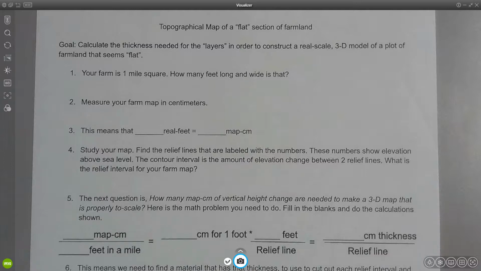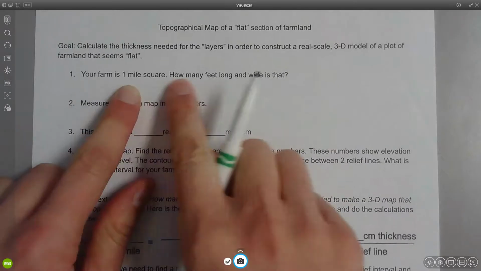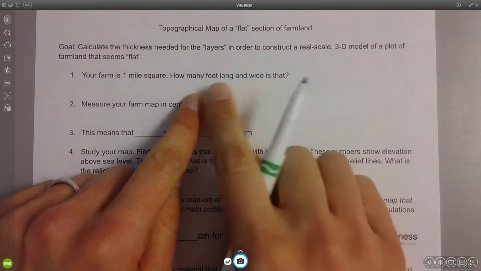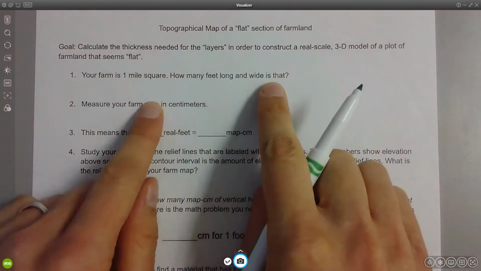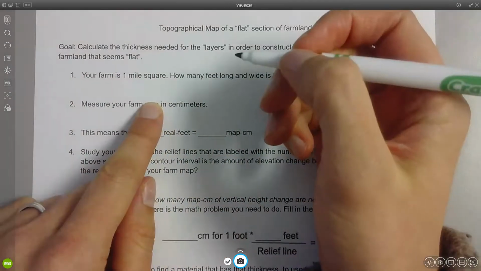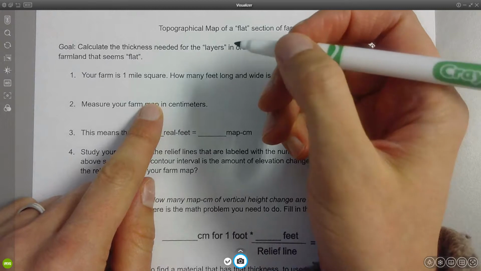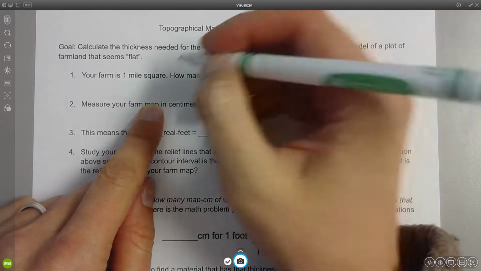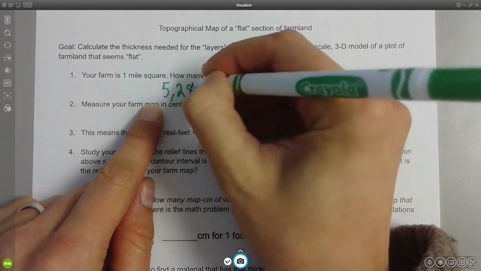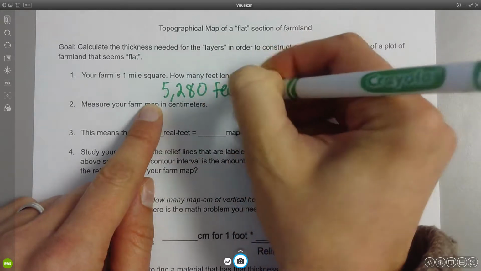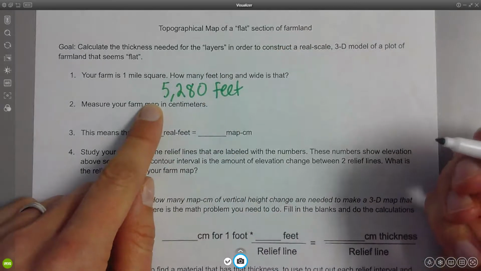Are you paying attention here? Yes. So your farm is 1 mile square. How many feet long and wide is a mile? If you Google it, or if you just know, how many feet wide is a mile? 5,280. That's just how many feet equals a mile, okay?